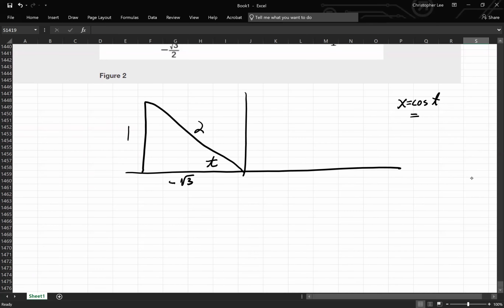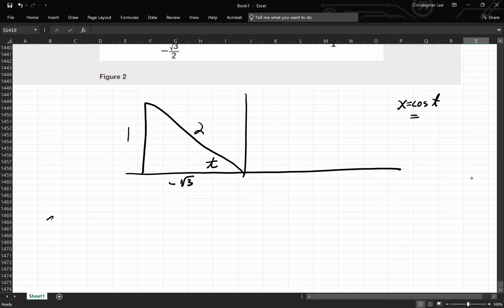What do you want to know? You want to know cosine of t? Cosine of t is adjacent over hypotenuse. The adjacent is negative square root 3 over 2. You want to know sine of t? Light work. Sine is opposite over hypotenuse, so that's 1 over 2.